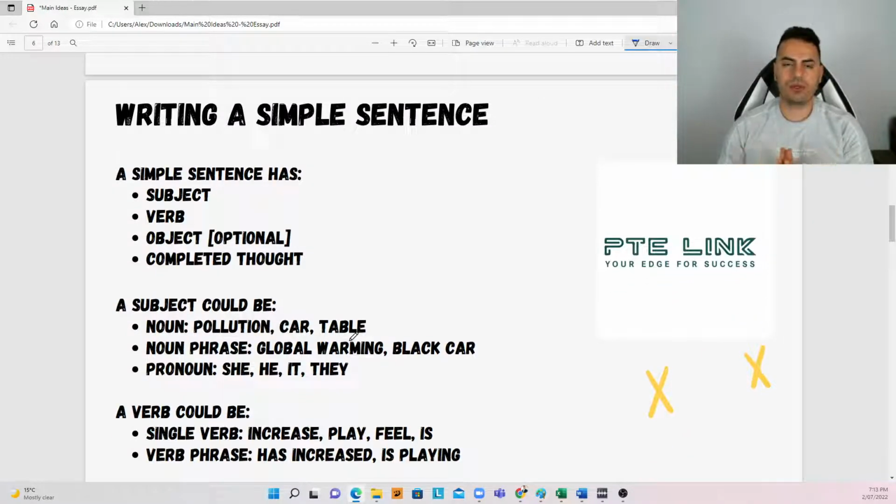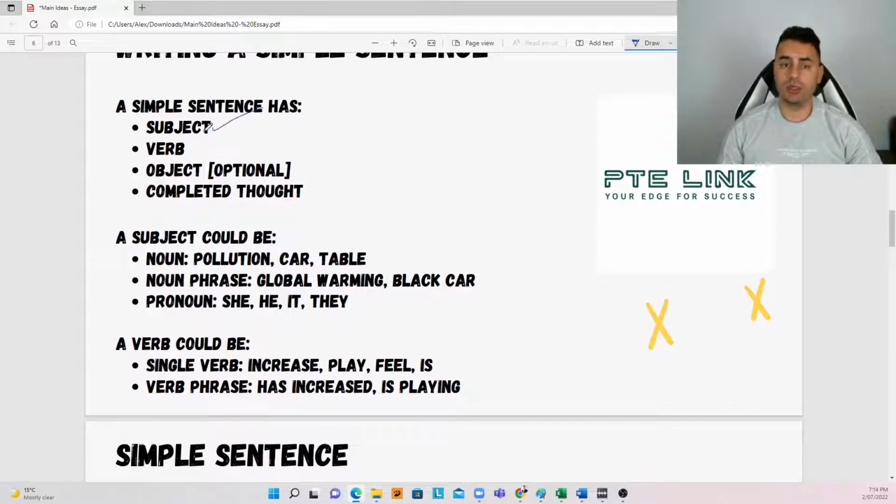Let's talk about a simple sentence. We're going to have a very short grammar lesson now. What is a simple sentence? A simple sentence in English has a subject and a verb. The object is optional, not all the time. We can write a simple sentence without an object, and I'll show you some examples later. And it must have a completed thought, so it delivers some meaning.